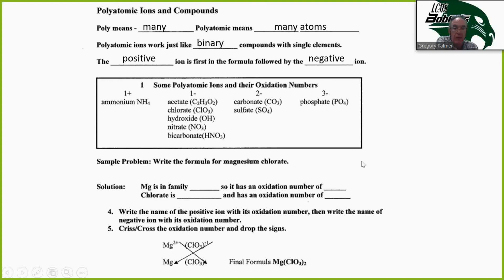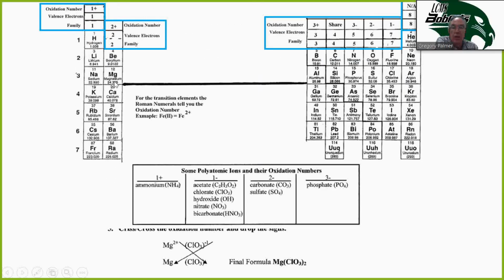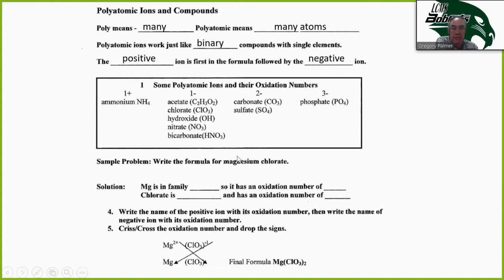So let's take a look at the example. Okay, so it says, write the formula for magnesium chlorate. We know magnesium is an element, and it's in family 2. So let's take a look at the periodic table. Magnesium is an element, it's in family 2, and it has an oxidation number of 2. Chlorate is right here. It's ClO3, and it has an oxidation number of 1 negative. Magnesium with its oxidation number of 2 positive.